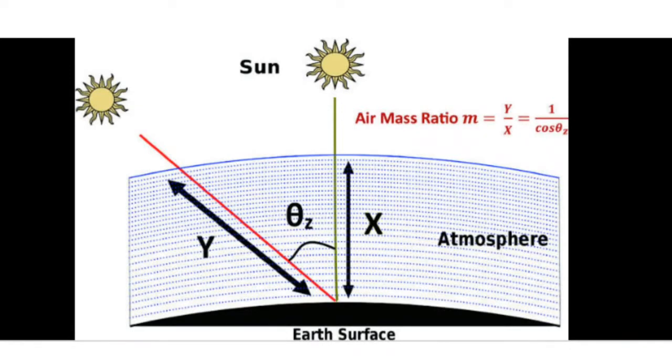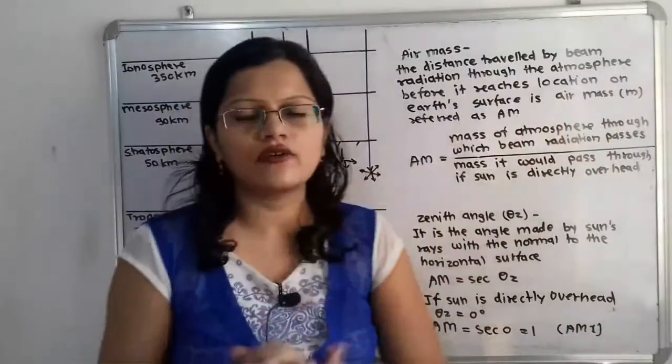That means we have to find out the mass of atmosphere through which the direct radiation passes, divided by the mass it would pass through if the sun is directly overhead. At every condition the sun is not directly overhead, so we have to compare it with the mass it would pass through if the sun is directly overhead.